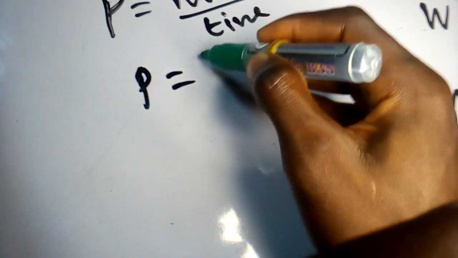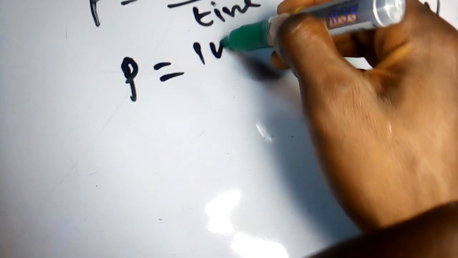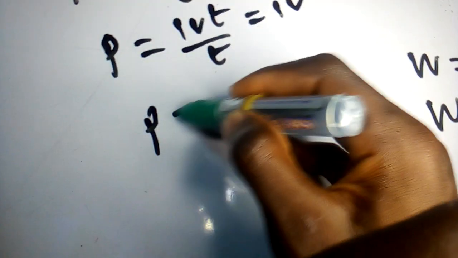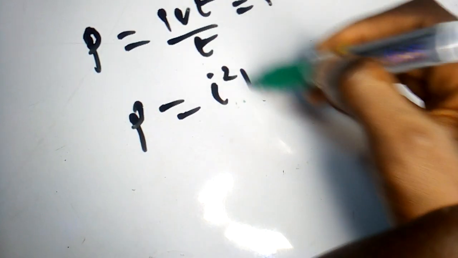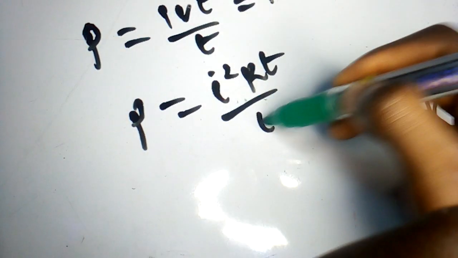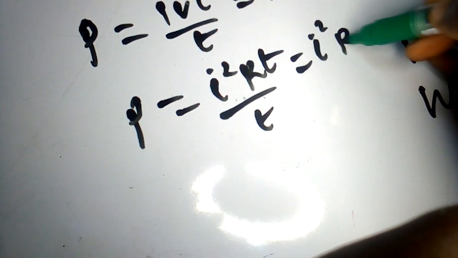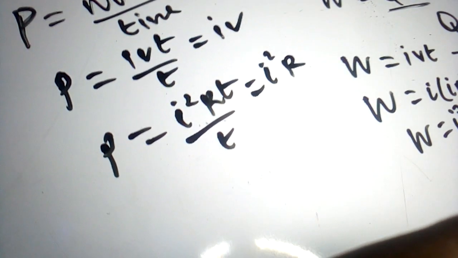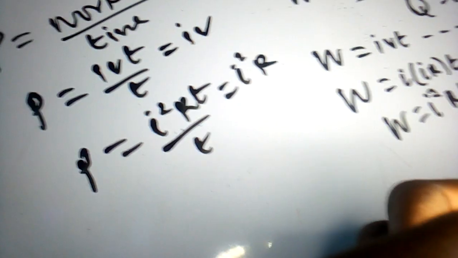So now plug in the formulas of work done into it, so which means power could be what, IVt over t, which is IV. Power would also be I squared Rt over t, which is I squared R, and so on. So this is electrical energy and power. So we would solve more questions. We'll talk about buying of power in the next video.